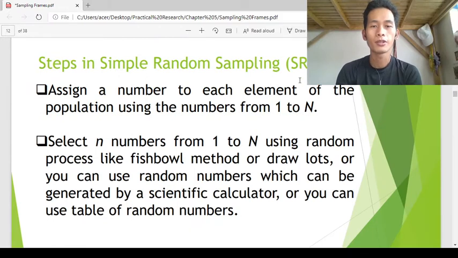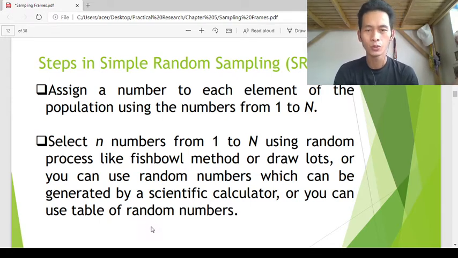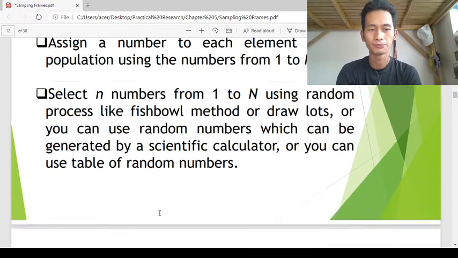Now, steps in simple random sampling or SRS. Assign a number to each element of the population using the numbers from 1 to N. Select n numbers, diba? Select your n numbers or the sample from 1 to N using a random process like the fishbowl method or draw lots, or you can use random numbers which can be generated by a scientific calculator, or you can use a table of random numbers. You can also generate the random numbers through a scientific calculator. You can use a table of random numbers, or you can simply do the fishbowl or draw lots method.